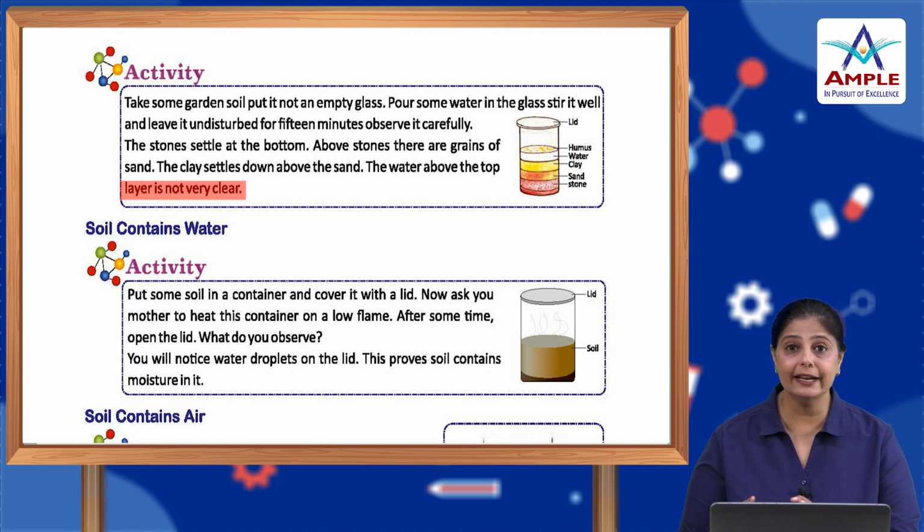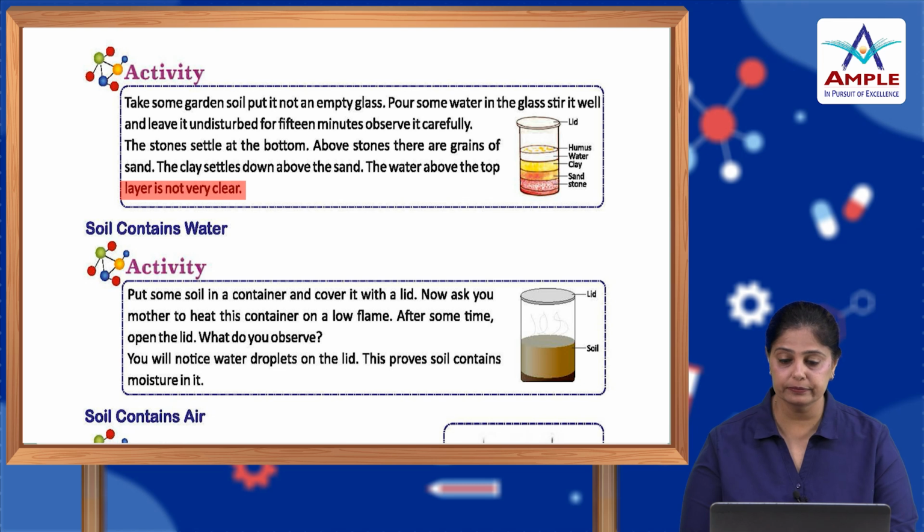Above that comes the lighter part, which is the sandy part or the grainy part. The clay settles down above the sand. So, sand is the grainy part: stones, sand, and then comes the clay, which is softer and lighter than the sand. Now, the water above the top layer is not very clear. It is a mixture of all and it is not very clear.